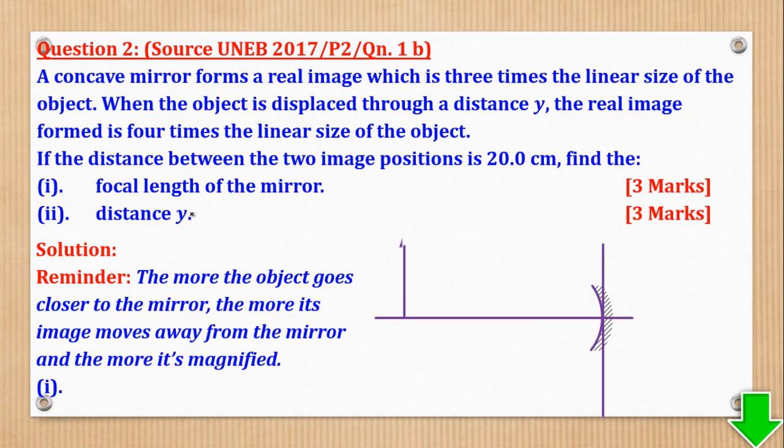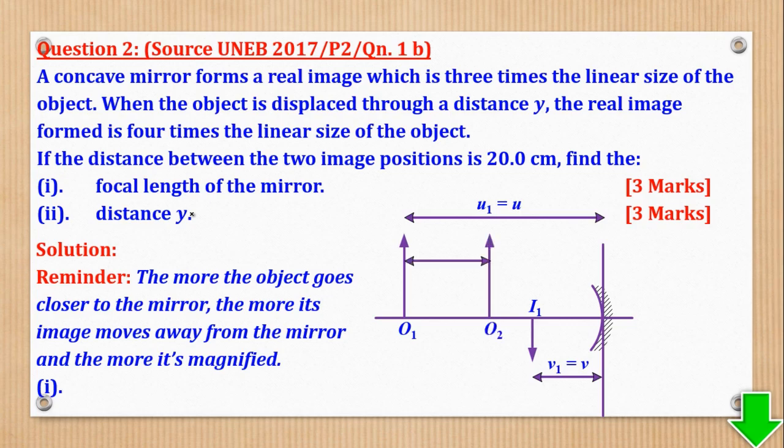So that is the first position of the object. The distance, we don't know it. Then the image formed is at that point. The distance, we don't know it. Then the new position of the object, the distance between them is y. That one will become, because this is u and this is y, so this becomes u minus y. Then the new image is that, and the new image distance is v plus 20, because from here to here is 20 centimeters. Then with that we can go to the calculations now.